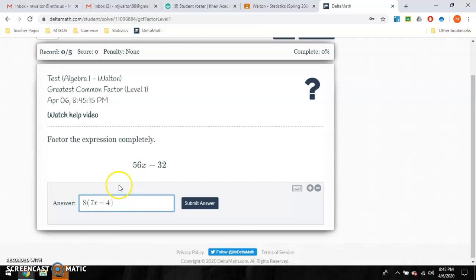So looking at this, let's go ahead and check our work here. If I were to multiply this out, 8 times 7x is 56x. And then finally, 8 times negative 4 is negative 32.